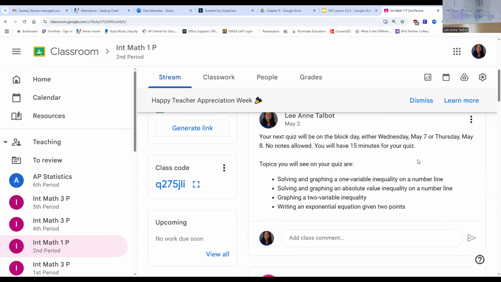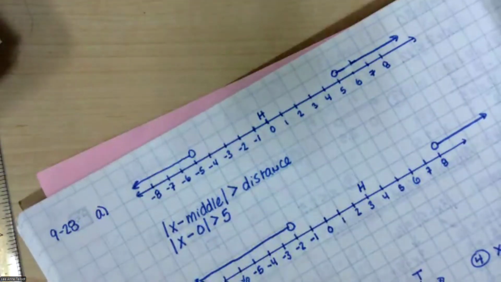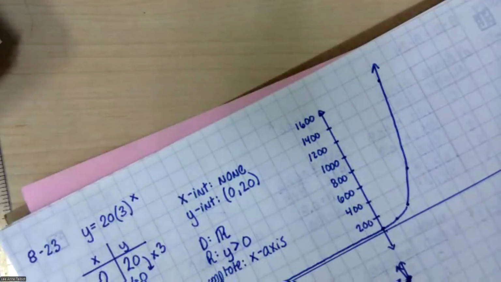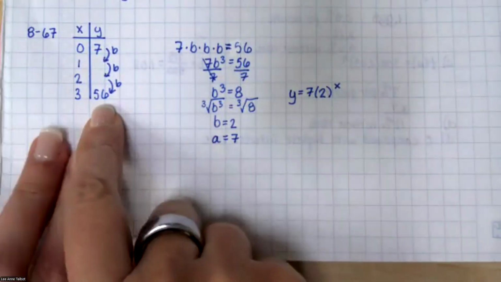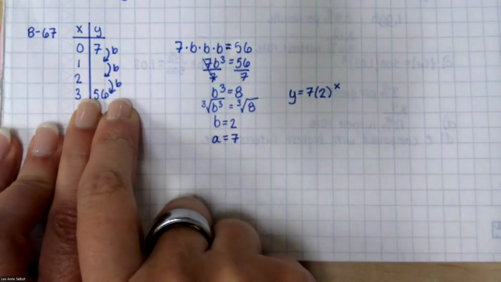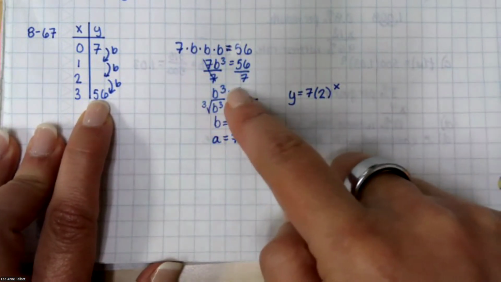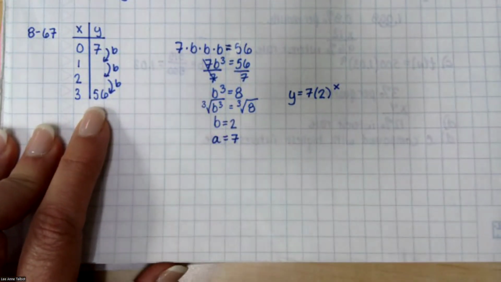Do you guys know where the notes are for that problem? It's in chapter 8. Let me see if I can find it for you. Okay, so here's an example, number 67. So you make your points on the table. You count the b's. You say the top times the number of b's equals the bottom. Divide, take the proper root, and that's b. And then you use the table to find a.